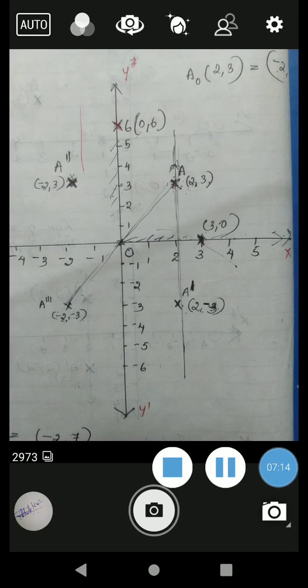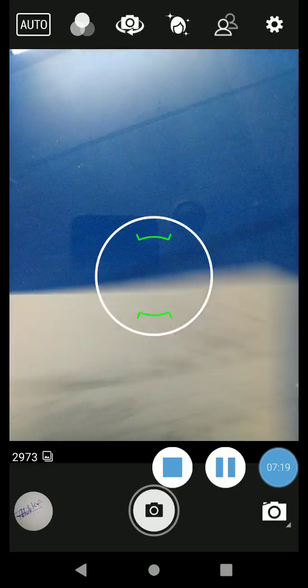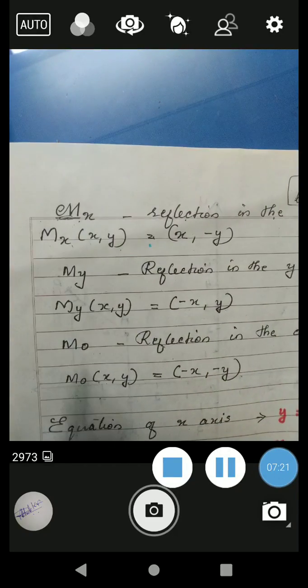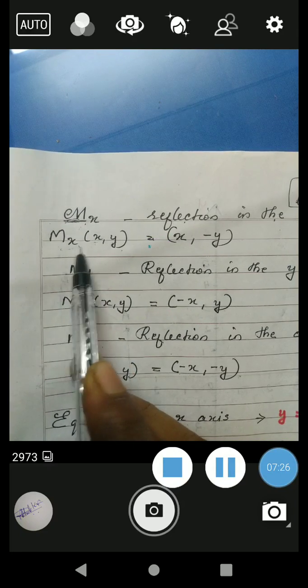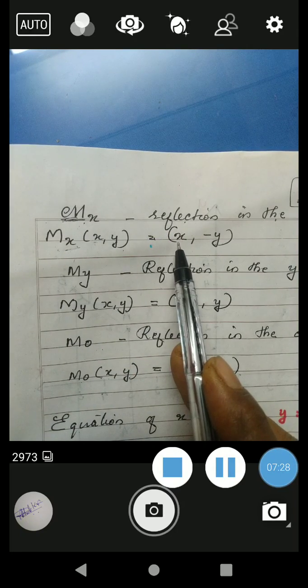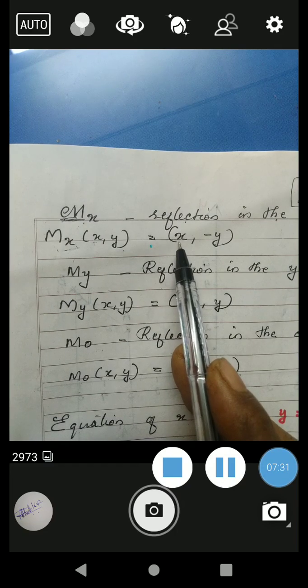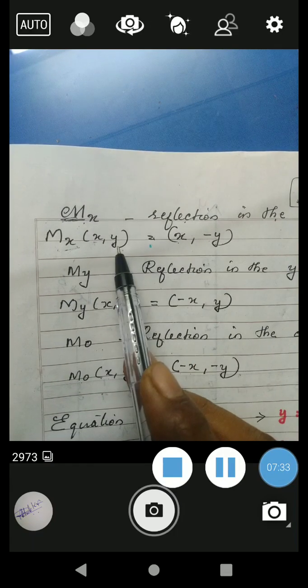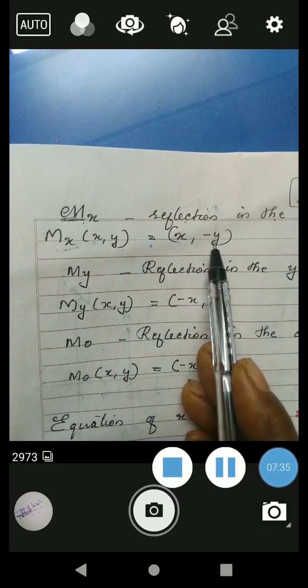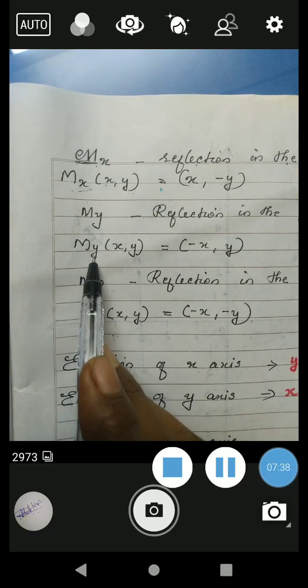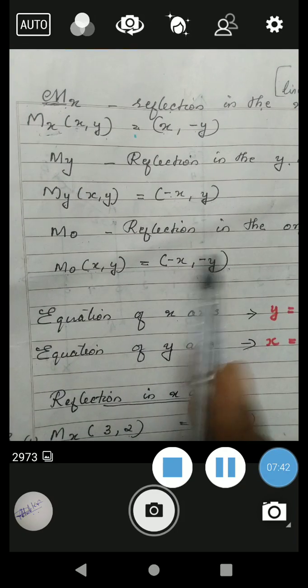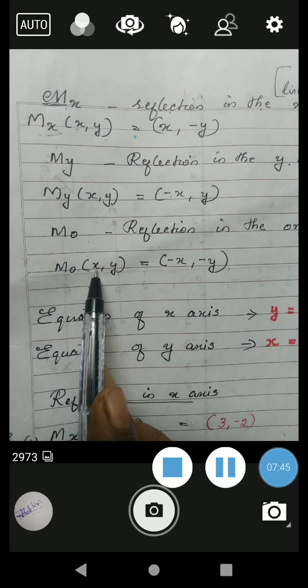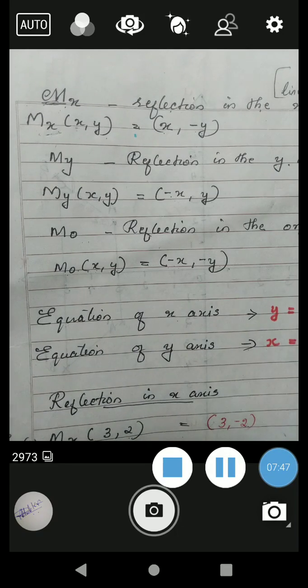Now generally we can say that if M_x reflects (x, y) in the x-axis, the image is (x, -y). The sign of its y coordinate changes. When reflected in the y-axis, the sign of its x coordinate changes. When reflected in the origin, the signs of both its x coordinate and y coordinate change.